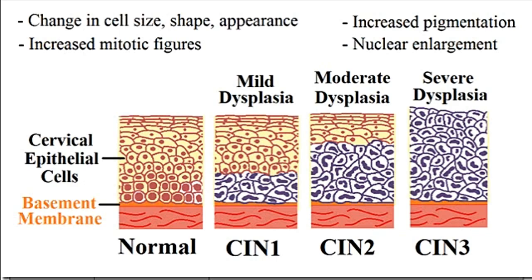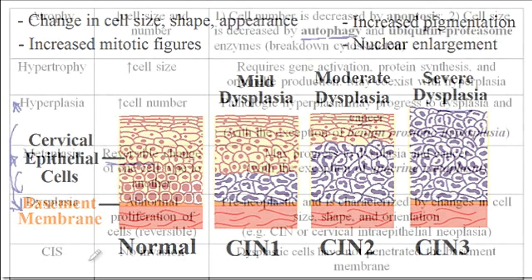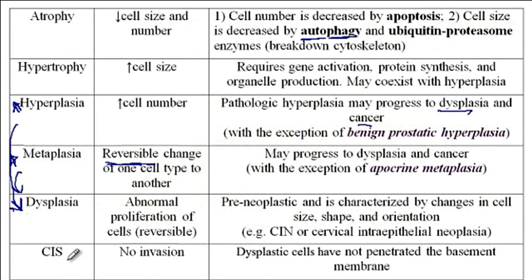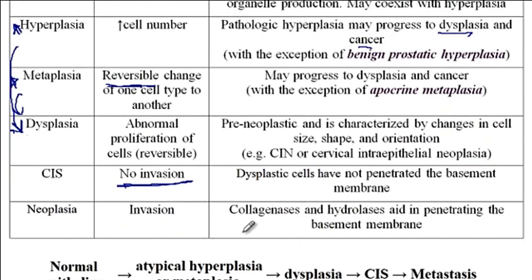But note that with dysplasia, there is still no invasion of the basement membrane. The next condition is CIS, which is a severe form of dysplasia where the entire thickness of the epithelium above the basement membrane has been changed into dysplastic cells, but still the basement membrane has not been invaded. And then neoplasia is the condition where there has been invasion of the underlying tissues. This invasion is done by collagenases as well as hydrolases, which will break down the basement membrane and allow the cancer cells to spread to different tissues and metastasize to distant sites.